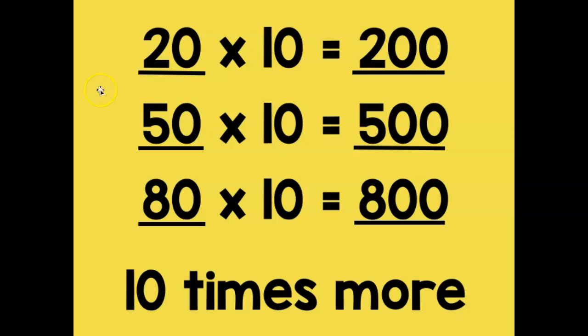If we have two digits, 20 times 10, our number we start with is 20. We're going to add one digit to the end, a 0, and we have 200. 50 times 10, we add a 0 to the end, and we get 500. 80 times 10, we add 1 0 to the end, and it is 800. 80 and 800 are 10 times more.